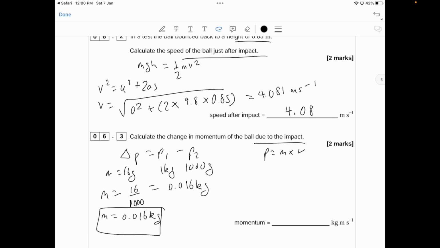So we know that's the mass, and now we have to find out the change in the velocity, or what I mean is, the change in the velocity in this case.